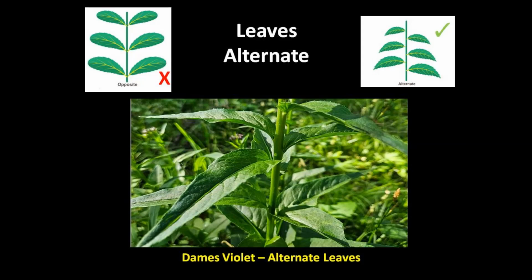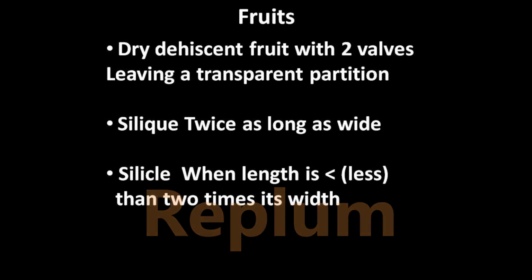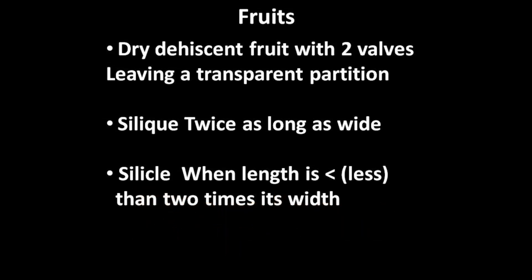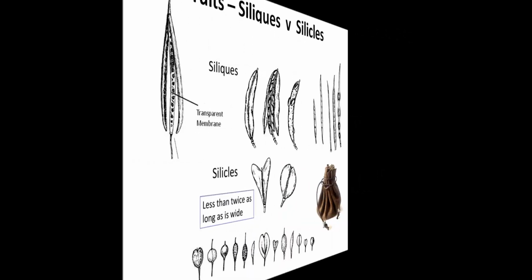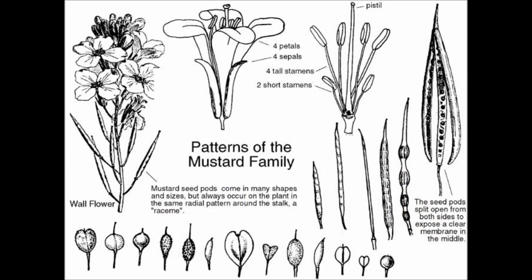Let us look at the fruits of the Brassicaceae, which have a tendency to project outward from the stem. These dry dehiscent fruits have 2 valves which leave a transparent partition and are known as siliques or silicles, depending on their relative proportion of length and width. The silique contains 2 fused carpels, and the persistent membrane that is left is known as a replum.